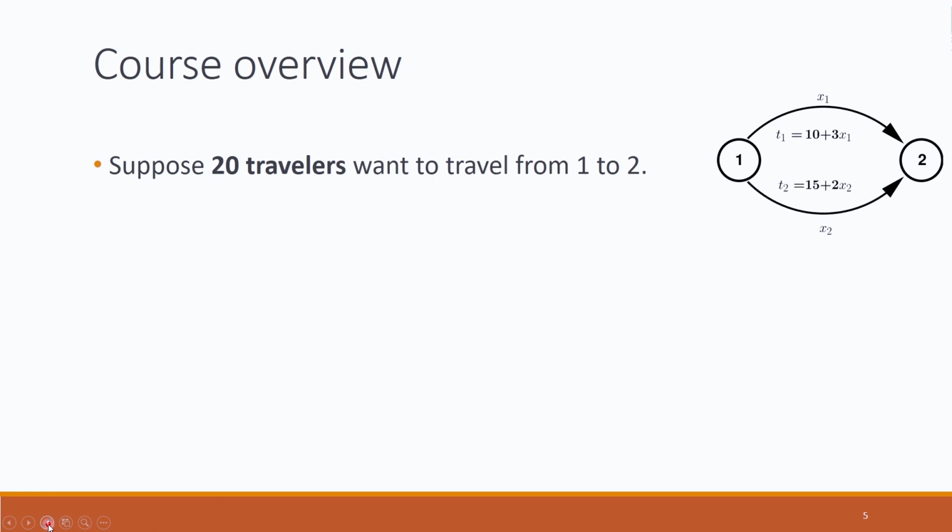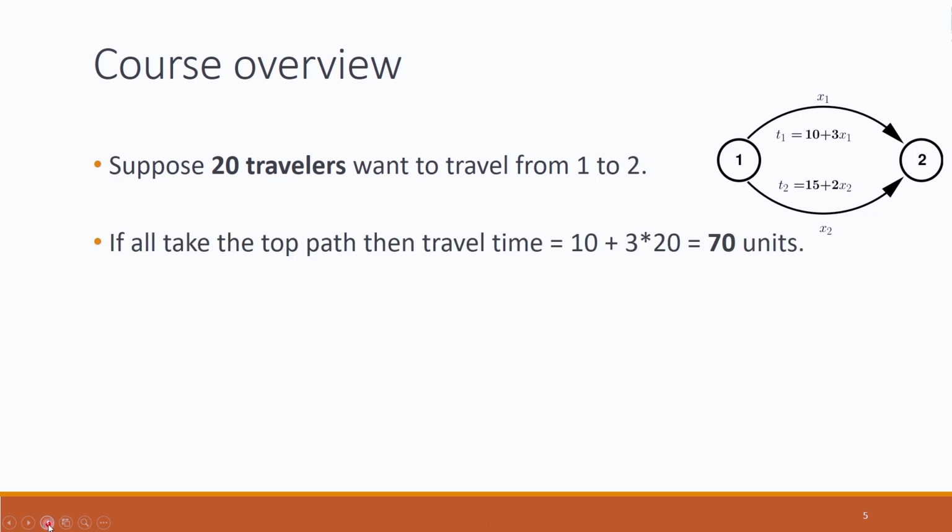We have an origin and a destination represented by these nodes 1 and 2, and suppose 20 travelers want to travel from node 1 to node 2. Here there are two choices of the paths that can be chosen. The first path offers the travel time which is given by this function 10 plus 3x1, where x1 is the flow which takes place on this first path, and similarly we have the travel time function for the second path which is given by 15 plus 2x2, where x2 is the flow that takes place through path 2. We can see that the travel times are proportional to the respective flows, and that is intuitive. As more and more flow will occur through a path, the travel time should increase.